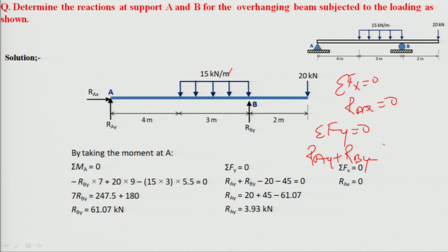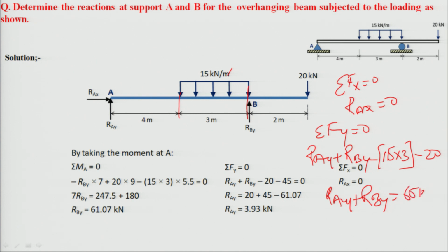So, this is minus, the total load acted by the UDL is 15, the intensity, into the length over which the UDL is spread. The length is 3 meter, from this distance to this distance, 15 into 3. Next force is minus 20. It means RAY plus RBY equal to 45 plus 20, 65 kilonewton. Let us say this is equation number 1.